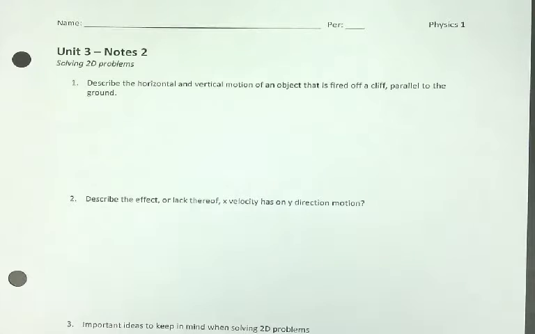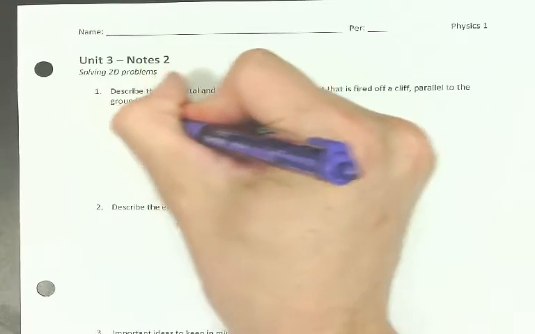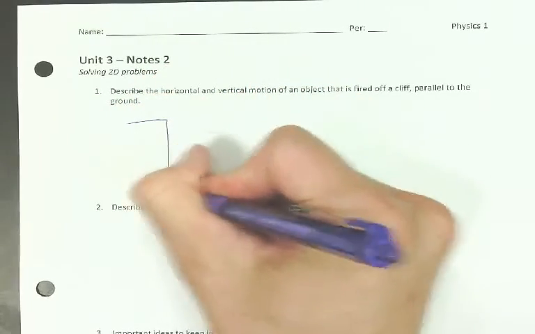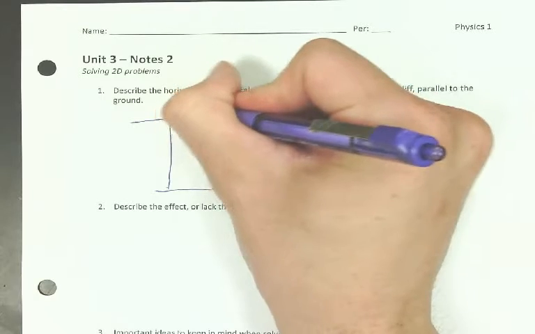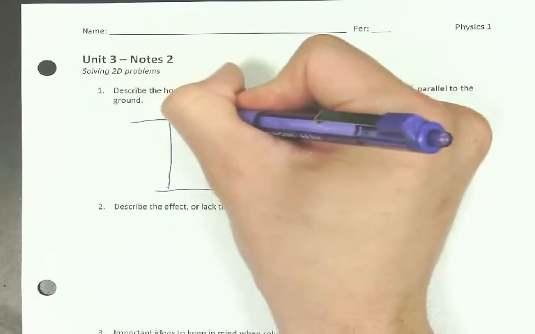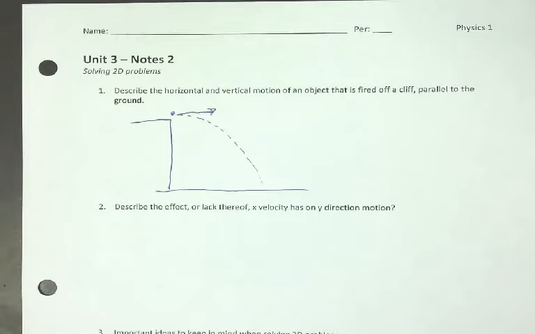So number one, describe the horizontal and vertical motion of an object that is fired off a cliff parallel to the ground. So this is actually similar to the lab we did. So here's my object. Okay, it's fired horizontally, and it's going to make some kind of curved projectile path, something like that.